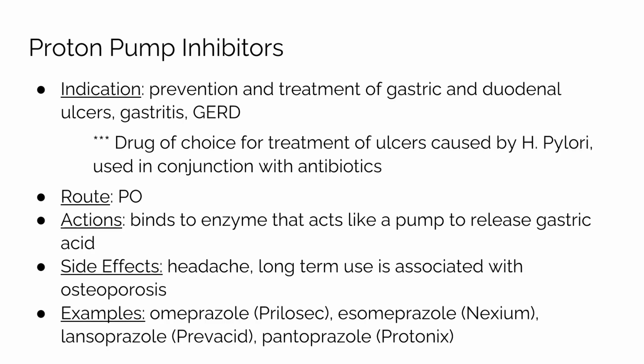Proton pump inhibitors. Indication is prevention and treatment of gastric and duodenal ulcers, gastritis, and GERD. This is the drug of choice for treatment of ulcers caused by H. pylori, used in conjunction with antibiotics. The route is by mouth, and actions include that it binds to enzymes that act like a pump to release gastric acid. Side effects include headaches, and long-term use is associated with osteoporosis. Examples include omeprazole, esomeprazole, lansoprazole, and pantoprazole.